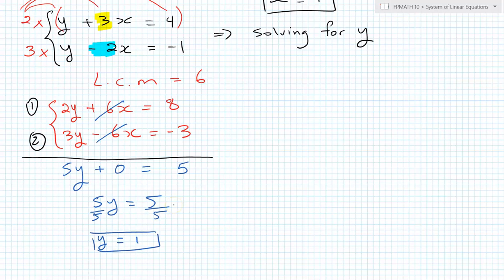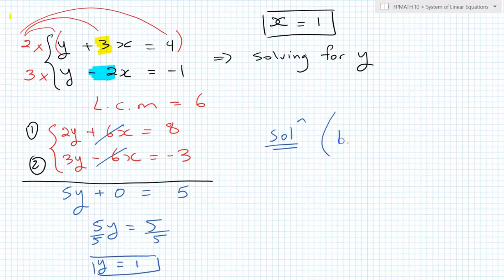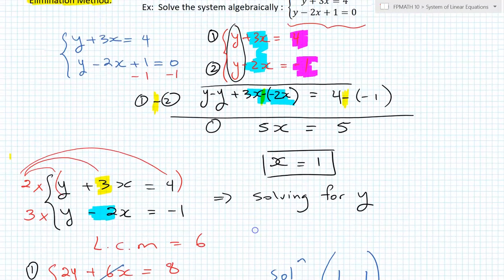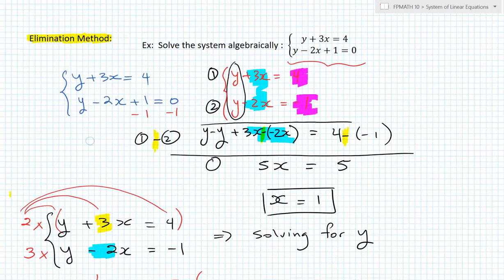And here it is. So the final solution, remember, solution comes in ordered pairs. It's a coordinate point, all right? So the coordinates that we have, x was 1, y was 1. And that is the solution to the system that we have dealt with at the very beginning.